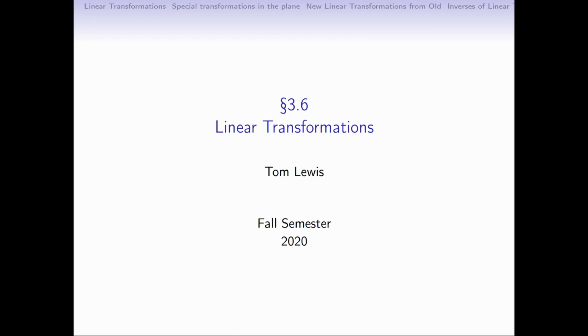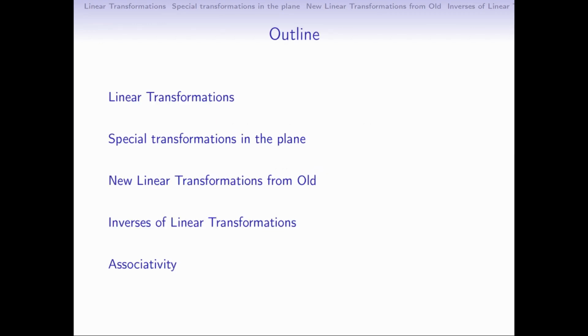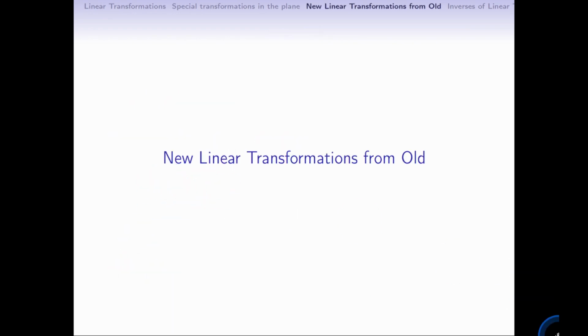Welcome back. This will be the second part, or part B, of a video lecture on section 3.6 from the text covering linear transformations. In our first part, we covered linear transformations and special transformations in the plane. In this second video, we'll pick up where we left off, and we will look at new linear transformations from old, inverses of linear transformations, and finally, associativity. So let's begin with new linear transformations from old.